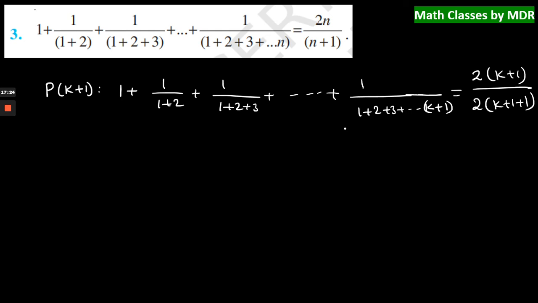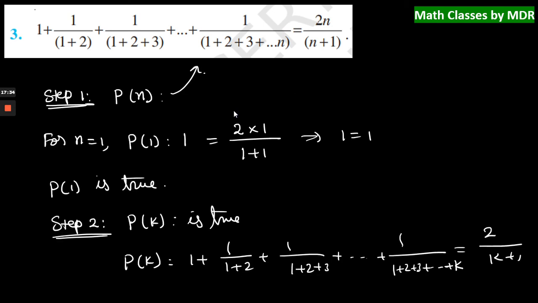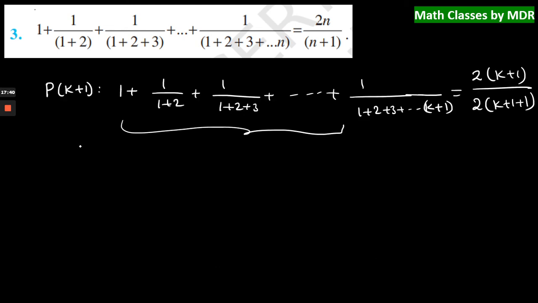Before k plus 1 we have the kth term. We have assumed that P of k is true, so the sum of the first k terms is equal to 2k by k plus 1. We have to take 2k by k plus 1.